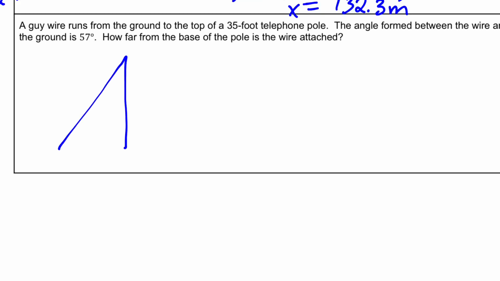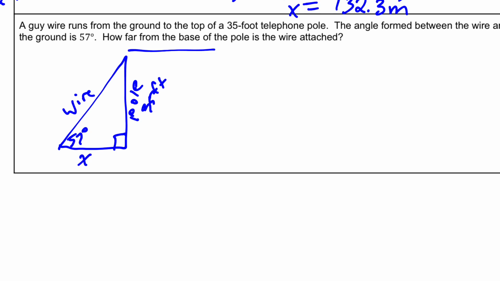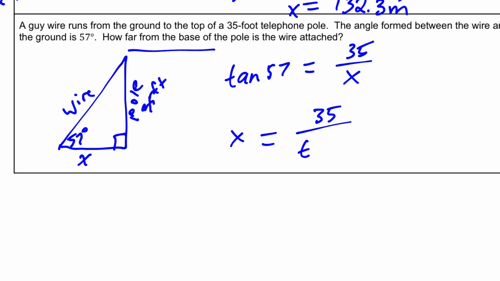Next up, we have a diagram here like this, and this is our wire, and this is our pole. And we have a 57-degree angle of elevation, and our pole is 35 feet. So if we want to figure out the wire, we want to figure out how far from the base of the pole. So we want to figure out this one down here. So we can use the tangent ratio. The tangent of 57 is equal to 35 over x. And that tells us that x is equal to 35 divided by the tangent of 57. Plug that into your calculator, you get 22.7 feet.